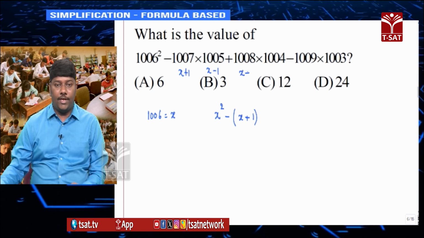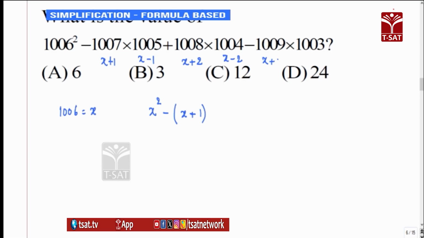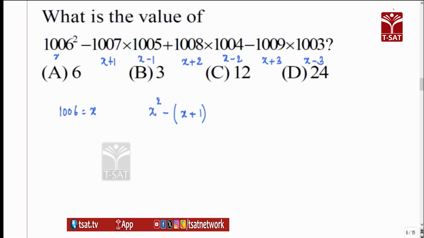Here it is 2 more than x, this is 2 less than x, this is 3 more than x, this is 3 less than x. Now this is x. Now we know what is (a plus b) into (a minus b). First, x plus 1 into x minus 1 is x square minus 1, plus x plus 2 into x minus 2 is x square minus 4. Then after minus, x square minus 3 square, that is 9.